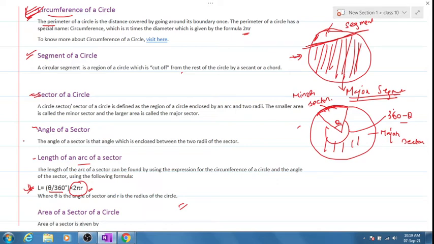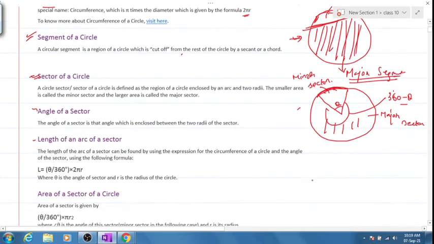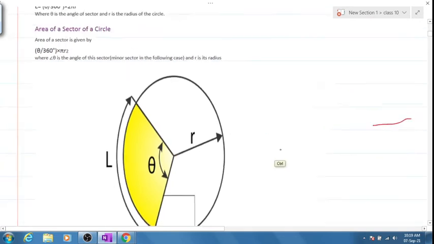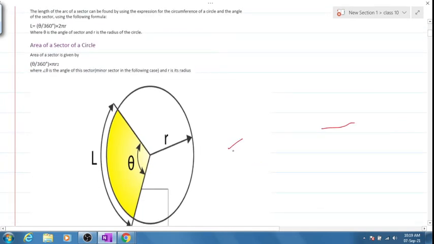Now area of a sector. Like we had the length of the arc of the sector, right? We have the area of a sector also. Major sector will have theta by 360 into pi r square. If you have a sector like this, where this is your theta, this is your arc length, and this is your r, therefore the area of the sector is given by this.